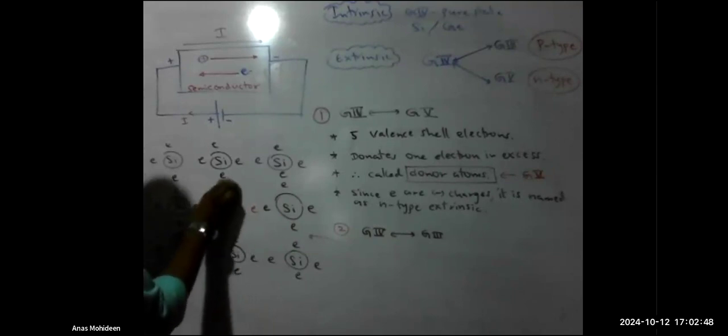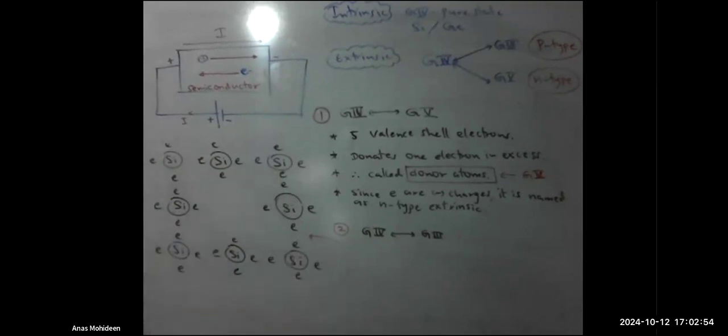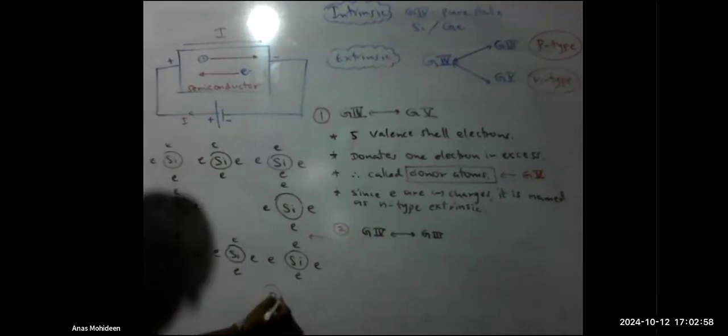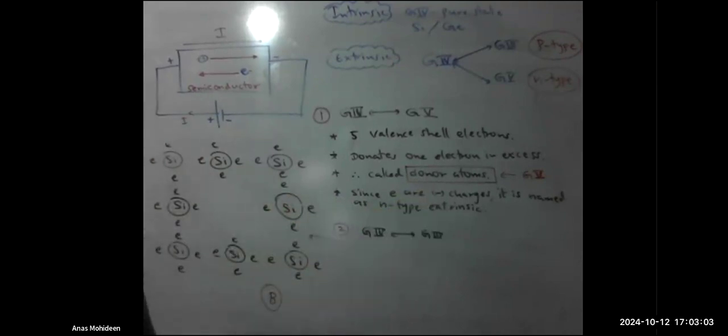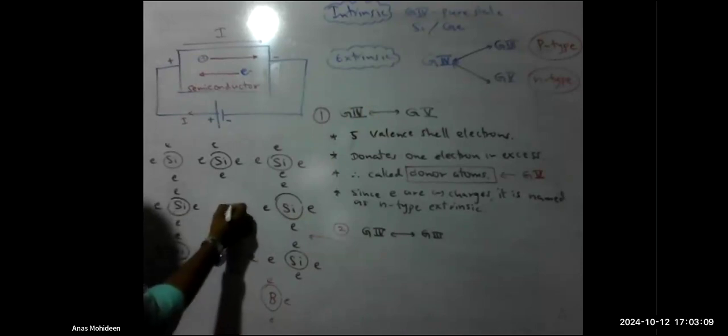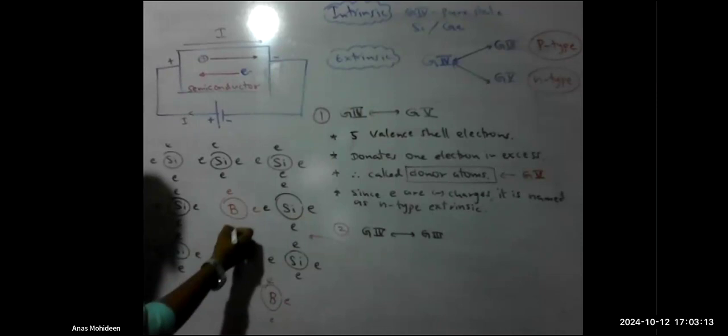So now what happened? It was silicon. I'm replacing the silicon with a third group element. Let me take boron. Boron is third group: hydrogen, helium, lithium, beryllium, boron. 3 electrons are there. Boron comes with only how many electrons? 3. Now the part is clear to you.